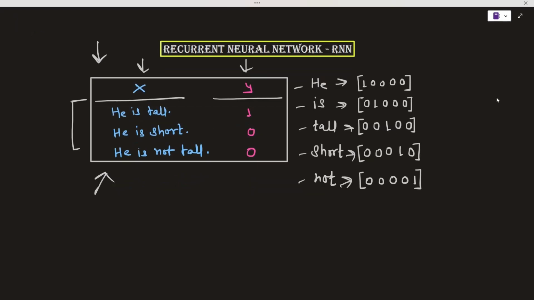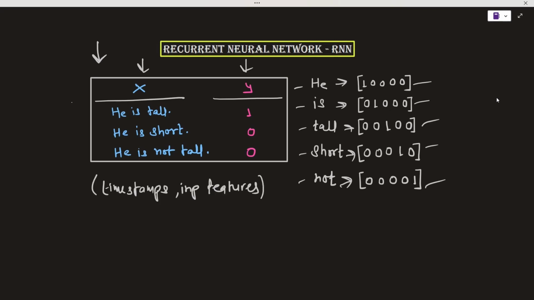Now before we go ahead and start discussing how these vectors are being fed to the RNN model, there are a couple of things that I want to tell you, which are also very important, by the way. The data goes into the RNN model in a specific format, which is something like this: timestamps and input features. This is the specific format in which we are actually feeding the data to the model.